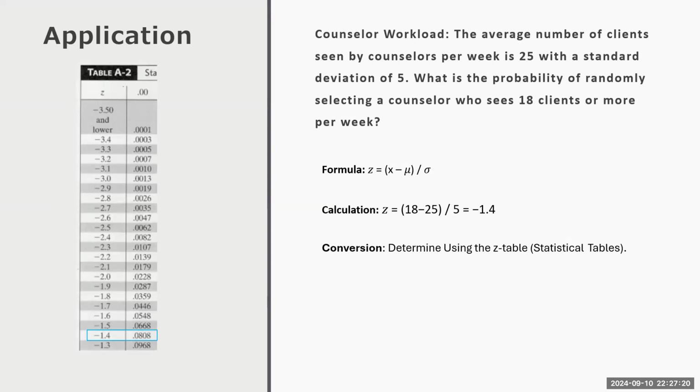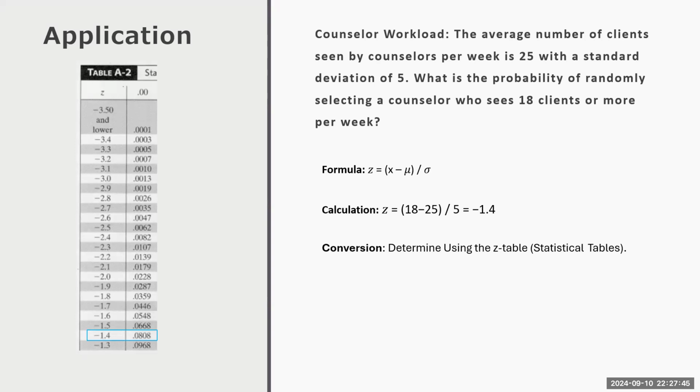Next problem. What is the probability? Note the change in language. We've moved from percentages to probability of randomly selecting a counselor who sees 18 clients or more per week. So that tells me I'm going to want to see what the percentage is to the right of that 18 as a z-score, or as a raw score that I convert to the z-score.